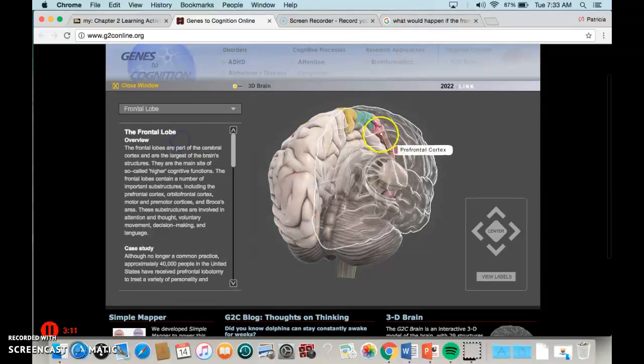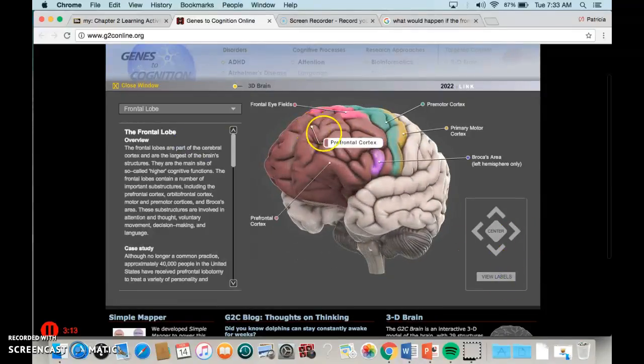Now to the frontal lobe. As you can see, it is located in the very front of the brain. They are parts of the cerebral cortex and are the largest of the brain structures. They are the main site of so-called higher cognitive functions. The frontal lobe contains a number of important substructures, including the prefrontal cortex, orbital frontal cortex, motor and premotor cortices, and Broca's area. These substructures are involved in attention and thought, voluntary movement, decision-making, and language.